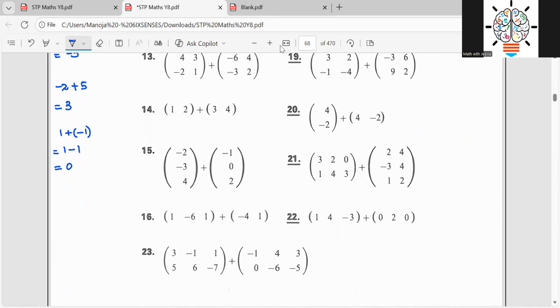Okay, question number 20. Now here, this is a 2 into 1 matrix. And this is a 1 into 2 matrix, right? This is 1 into 2.